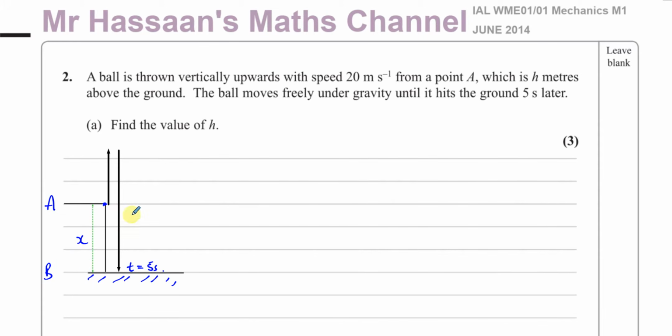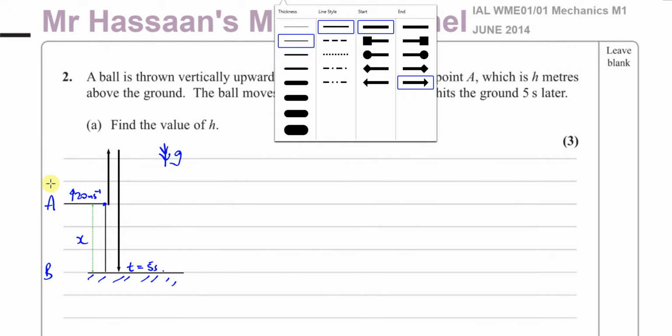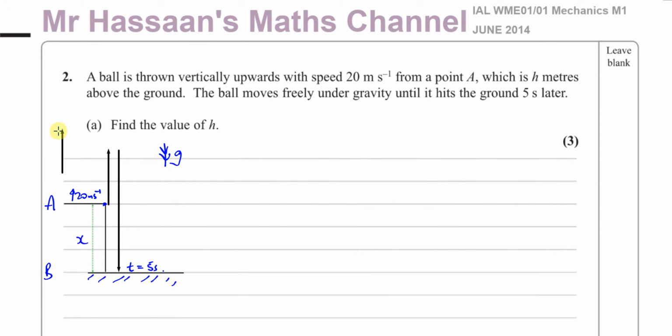I'll call this X. We know that it's projected with a speed of 20 meters per second. I wrote per second squared, okay, per second. And we know that the force of gravity always acts towards the ground, so this is going to be g acting downwards. Now, as this object has been projected upwards, I'm going to define my upwards direction as the positive direction in this question. So I've written that to show.